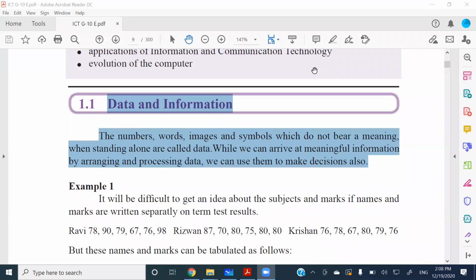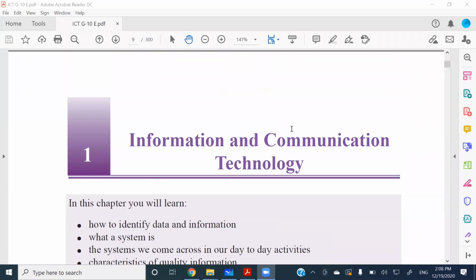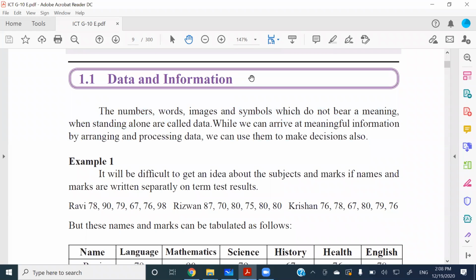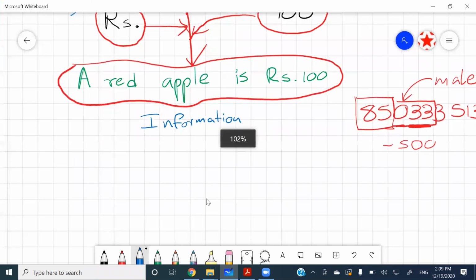Last week we started the lesson called Information and Communication Technology. As the very first topic, we talked about data and information. We learned that data is something which is meaningless. If something qualifies as data, we can recognize it as numbers, words, images, symbols and the like, which do not bear a meaning. Later we talked about how when data is processed in a meaningful manner, we get information.